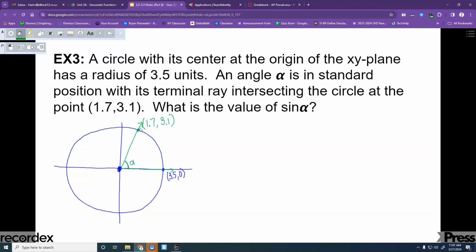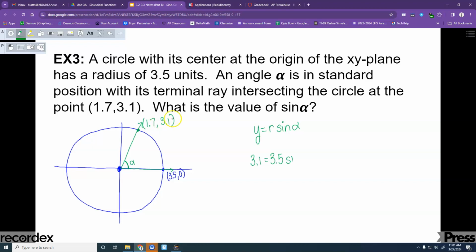So this one is asking me for sine of alpha. Which one is it, x or y, that I use for sine? Y. So our formula is y equals r sine theta, but let me go ahead and use alpha since that is my angle here. What is the radius? 3.5. What's the y? 3.1. It's just the y coordinate of that point.